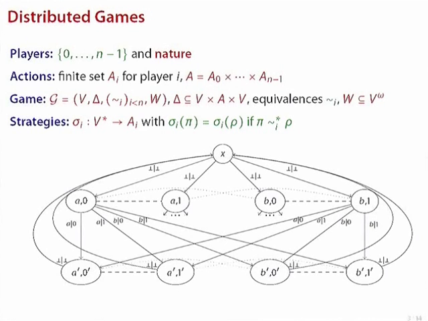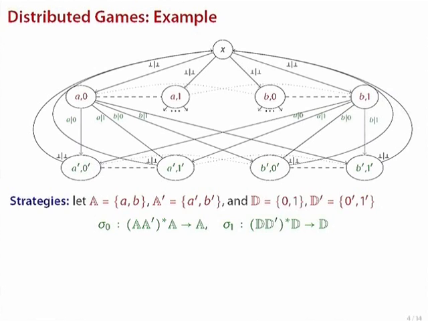So now, I want to look at this example game in a bit more detail. So the idea of this game is that one of the players can only see the digits, and one of the players can only see the letters. In the first move, it's the nature that chooses both the digit and the letter.